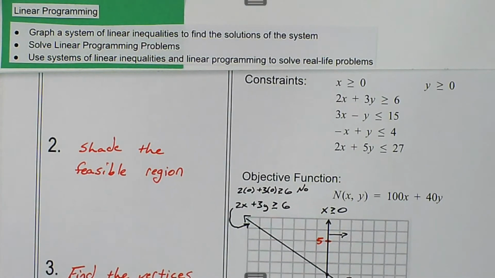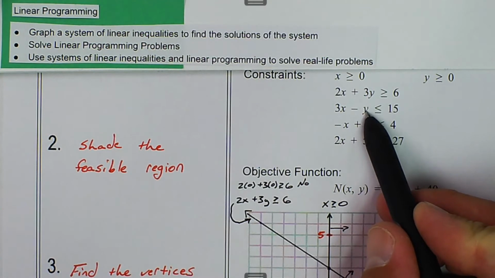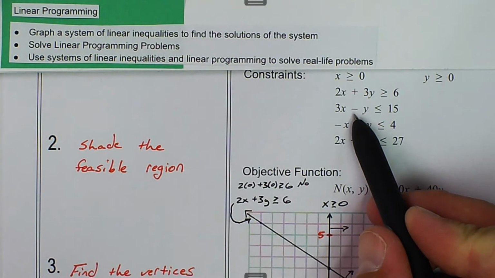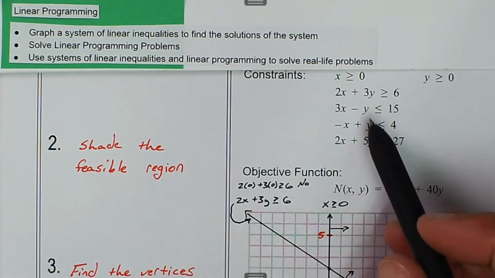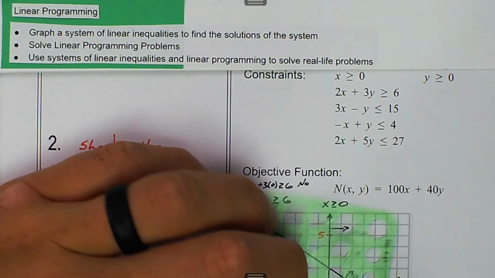and if x is 0, then y has to be negative 15, which will be pretty far down. But if we were going to solve this, we know that the slope is going to be positive 3. So we go down 3, back 1, down 3, back 1. And then we'll have that graph there.